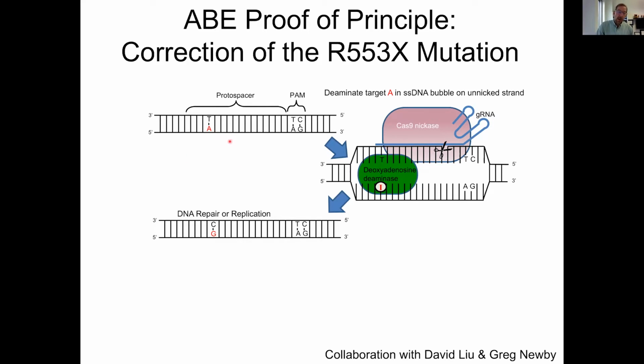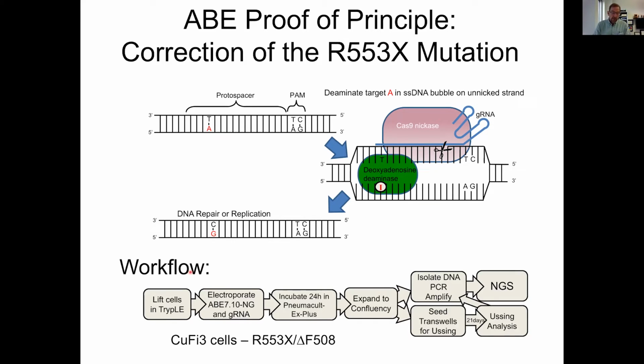So in this model, there's an A residue, and the goal is to convert this to a G through an inosine intermediate using this technique. And so the workflow for the experiment that I'll describe involves using CuFi3 cells, which have the R553X mutation. So these cells were electroporated with the base editor and guide RNA, and then expanded in vitro. And some cells were used for next-gen sequencing, and some were seeded on transwells and allowed to mature so that we could do Ussing analysis.